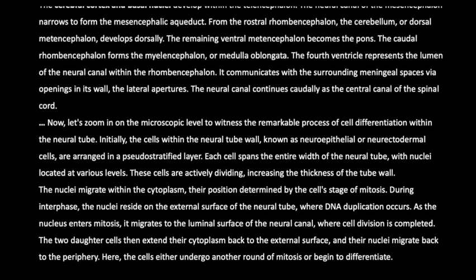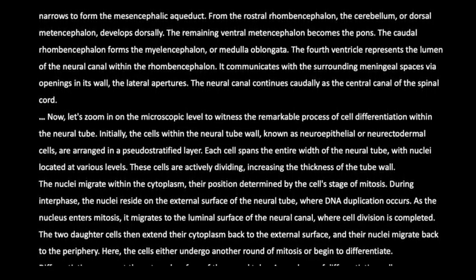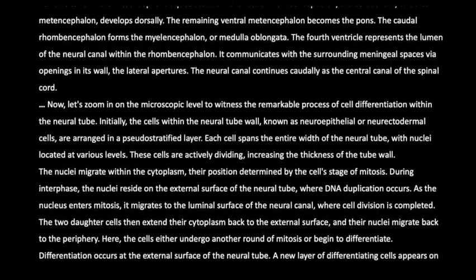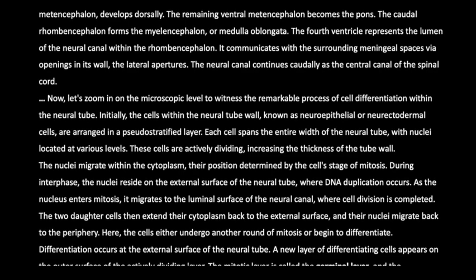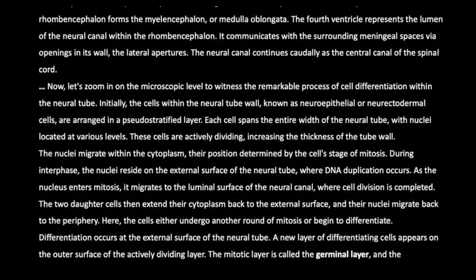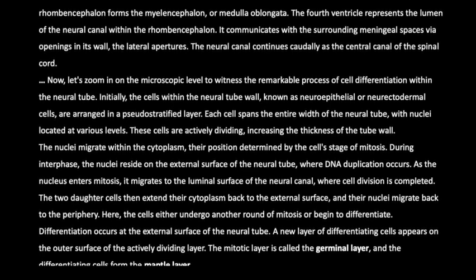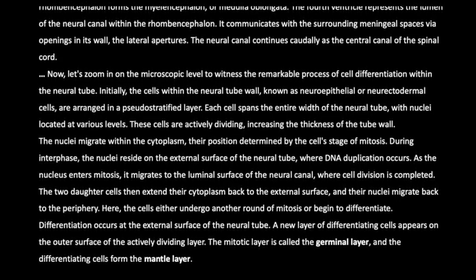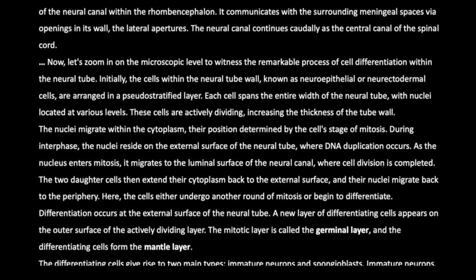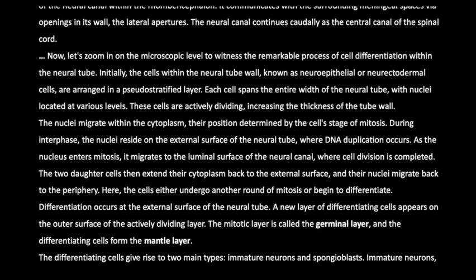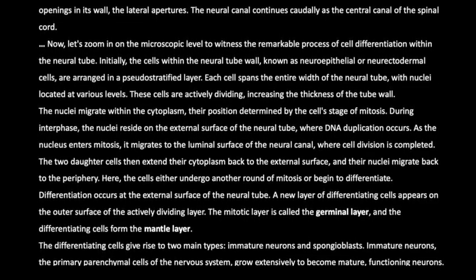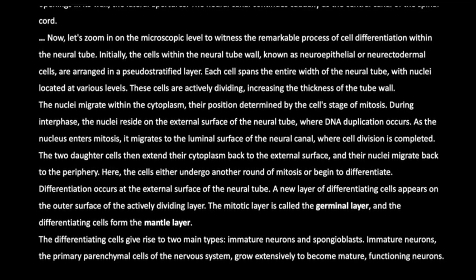Now, let's zoom in on the microscopic level to witness the remarkable process of cell differentiation within the neural tube. Initially, the cells within the neural tube wall, known as neuroepithelial or neurectodermal cells, are arranged in a pseudostratified layer. Each cell spans the entire width of the neural tube, with nuclei located at various levels. These cells are actively dividing, increasing the thickness of the tube wall. The nuclei migrate within the cytoplasm, their position determined by the cell's stage of mitosis.